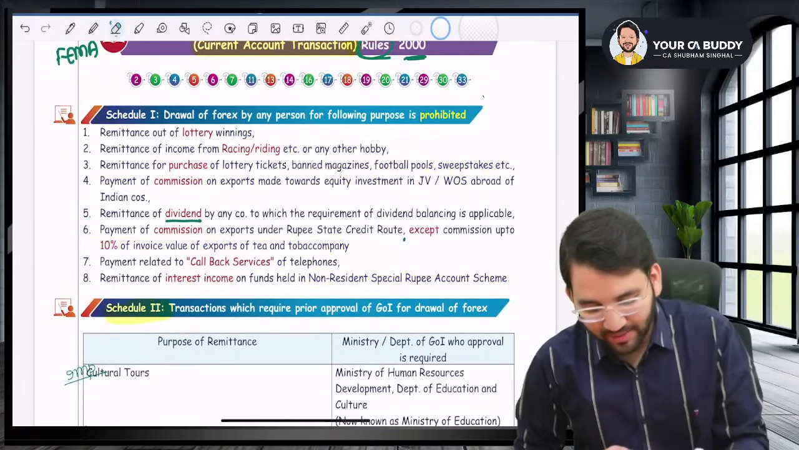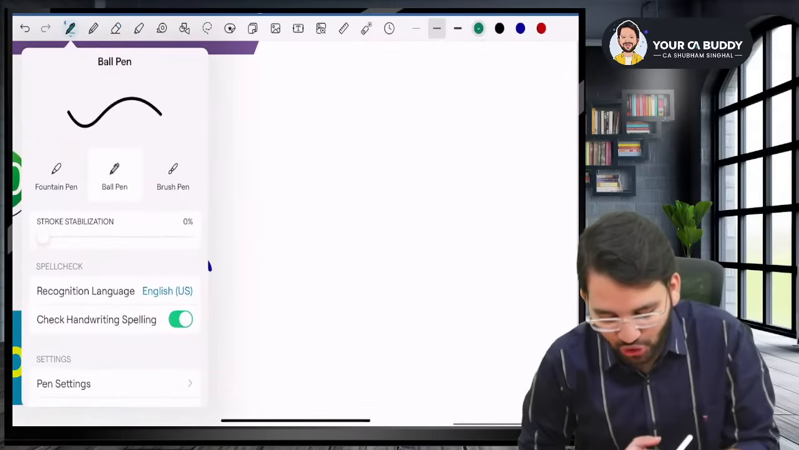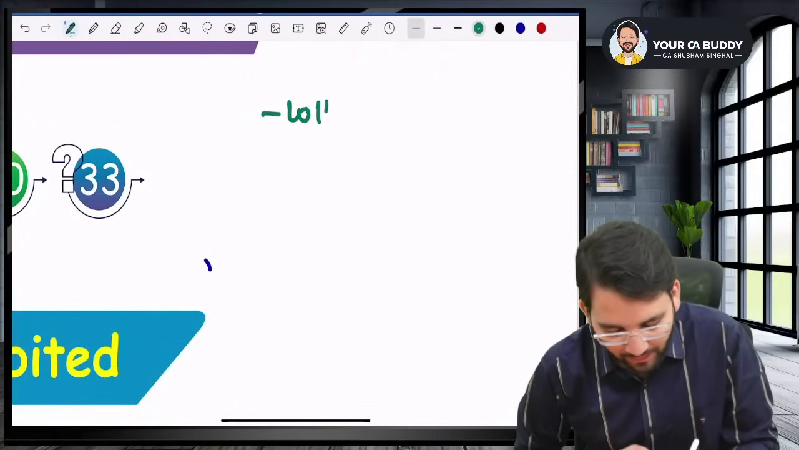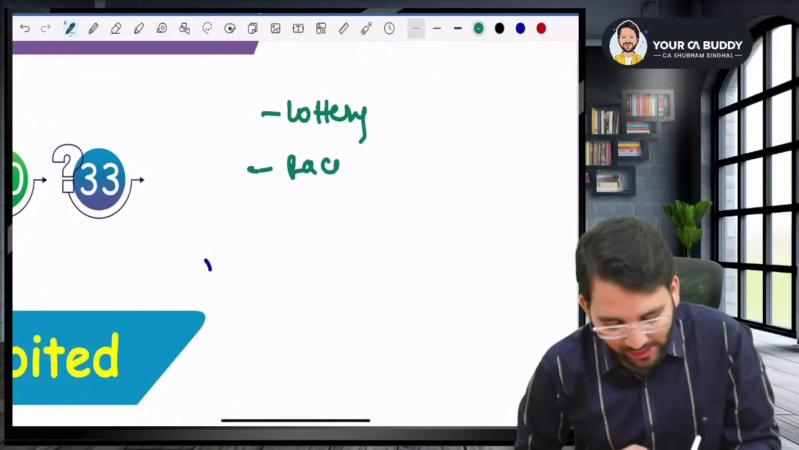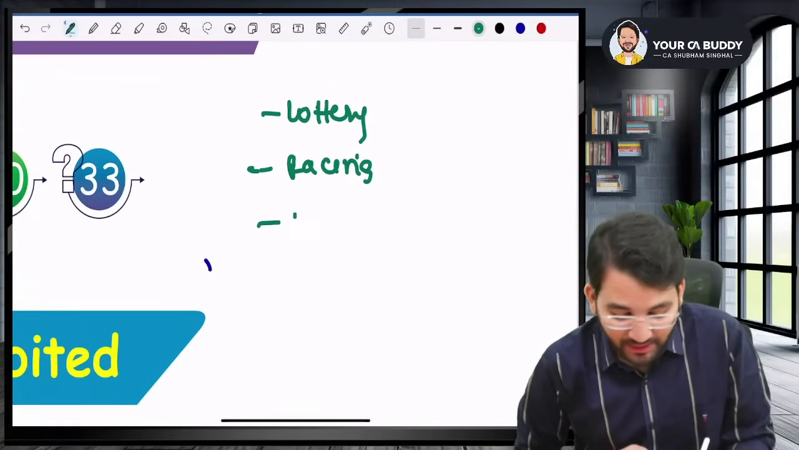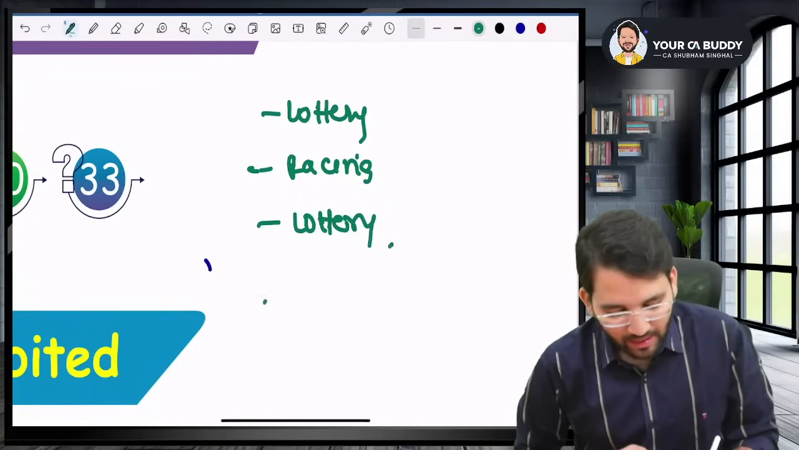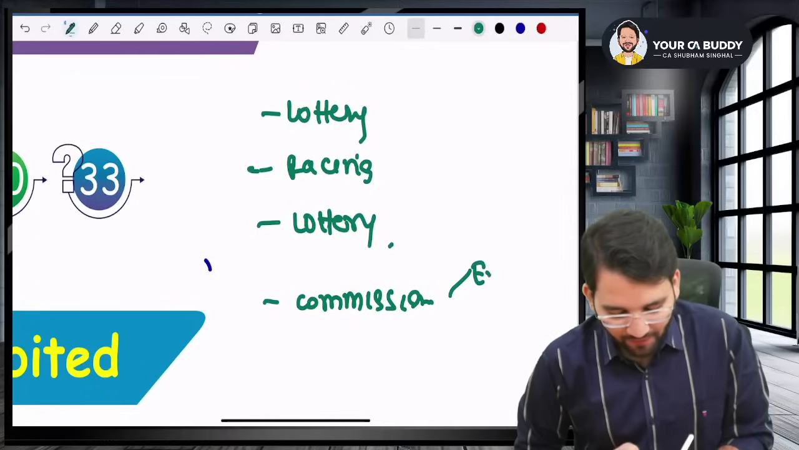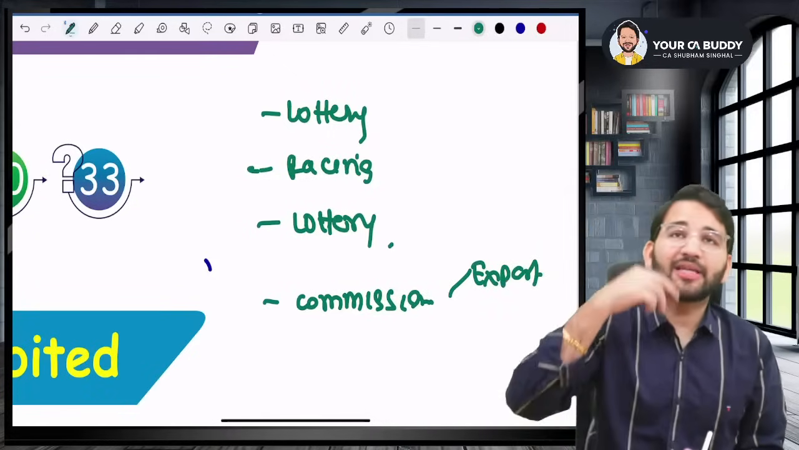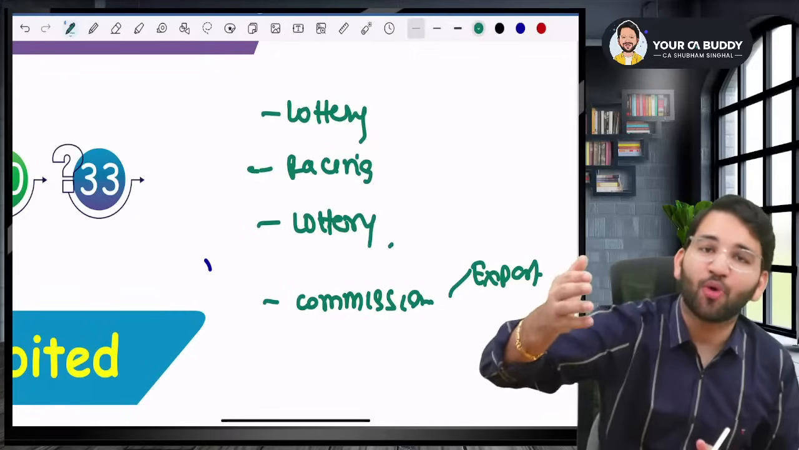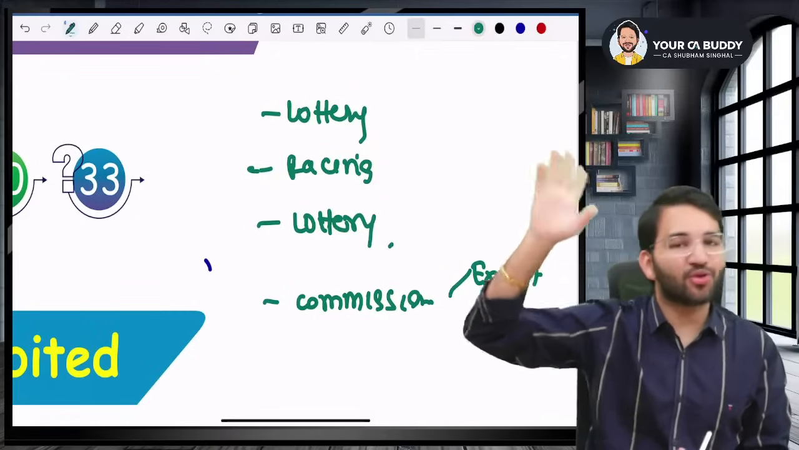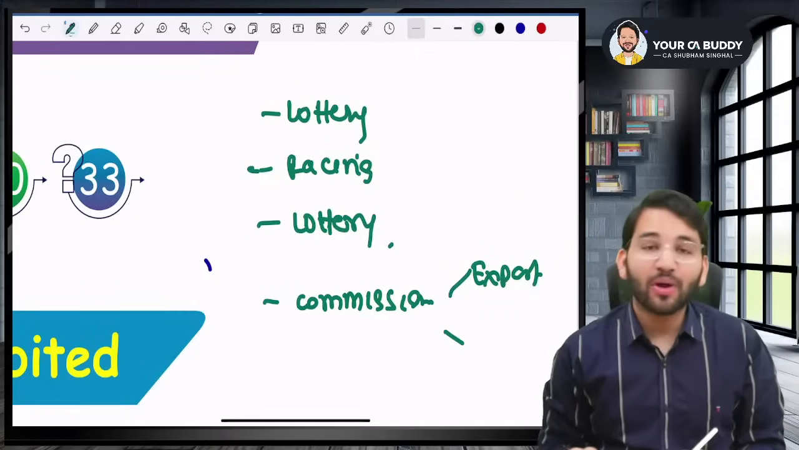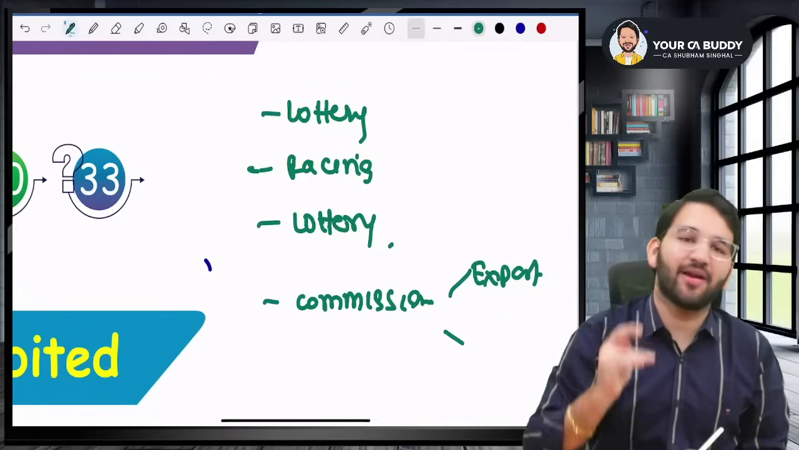Sir, after remembering like this, now try to write down in short. How do you write it? Number one, lottery. Number two, racing or riding of horses. Number three, purchase of lottery tickets, etc. After that, there was commission on export. The first was commission on export towards equity investment in joint venture or wholly owned subsidiary. Number two, commission on export under rupee state credit route.